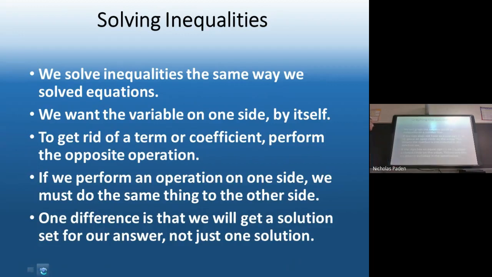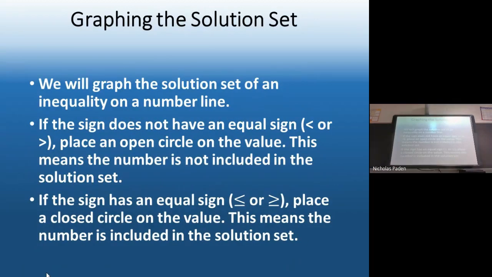Moving on, we're also going to have to graph this solution set. So we graph the solution set on a number line. We're going to be graphing a circle at the number that we get. And then we're also going to be shading that line based off of, is it greater than or less than?